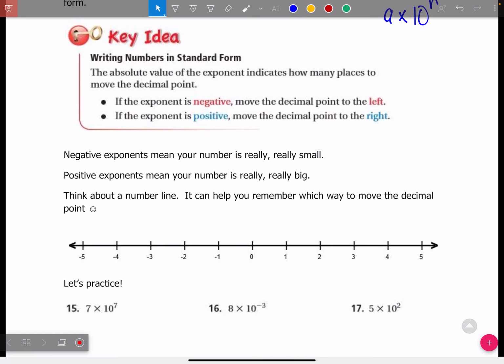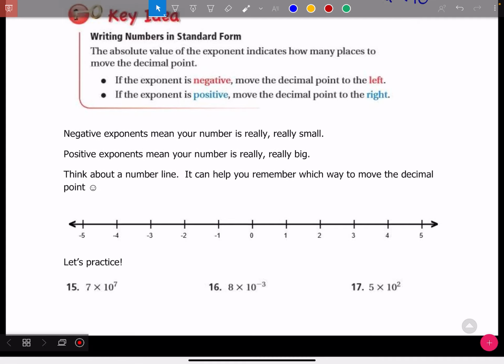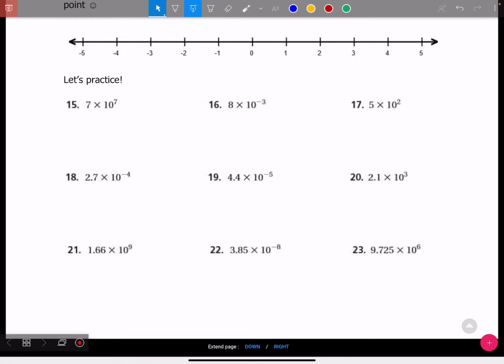Another thing to remember is that negative exponents mean that your number is really, really small. Positive exponents mean that it's really big. When we talk about negative exponents, we're not talking about a negative value. So we're not saying that these are in the negatives, like a temperature would be really, really low in the negatives. We're talking about a really small fraction of a piece. So a number between 0 and 1, a really small number in between 0 and 1. So let's go ahead and take a look at some examples.